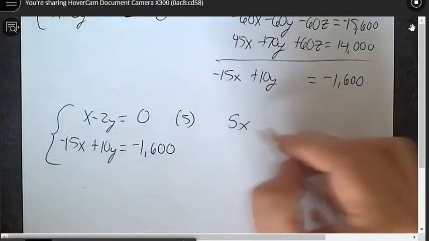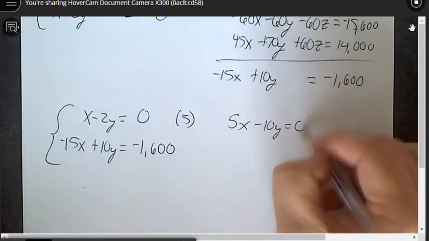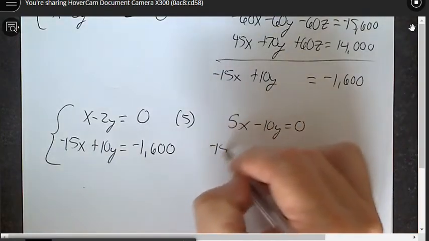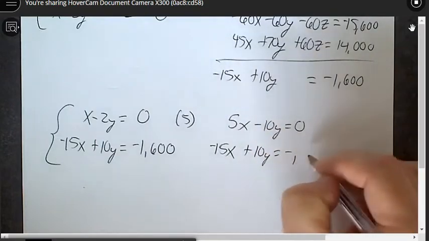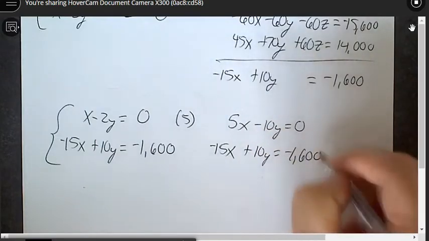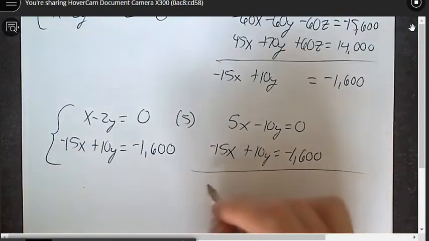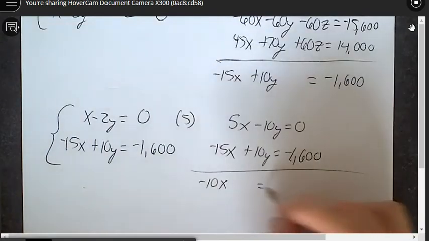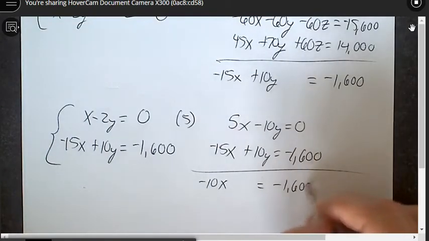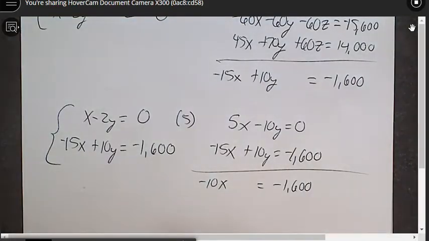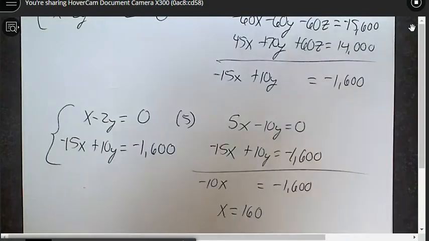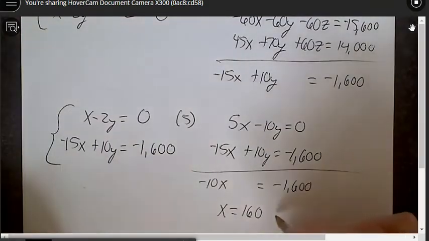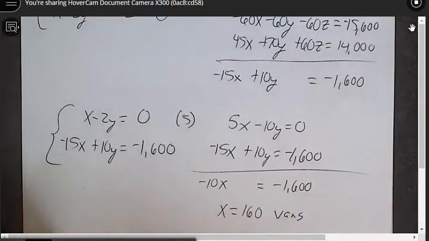So we've got 5x minus 10y equals 0. Negative 15x plus 10y equals negative 1,600. Negative 10x equals negative 1,600. And then dividing those two, we get x would equal 160. Okay, and x was our vans.